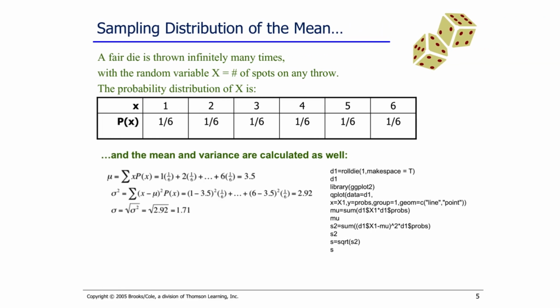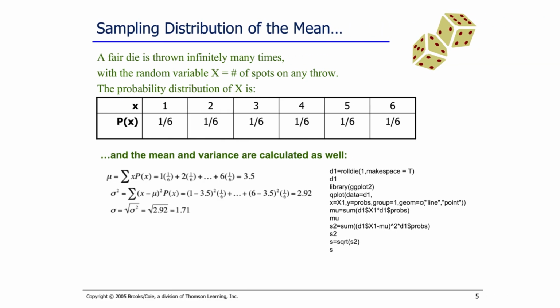This slide explains the sampling distribution of the mean using the example of a fair six-sided die. The die is assumed to be thrown infinitely many times, and the number of spots on each throw is represented by the random variable x. Each outcome from 1 to 6 has an equal probability of 1 by 6. So, the probability distribution of x is uniform. The mean, or expected value of x, is calculated by multiplying each value by its probability and summing the results. This gives mu equals 1 times 1 by 6, plus 2 times 1 by 6, and so on up to 6 times 1 by 6, which equals 3.5.